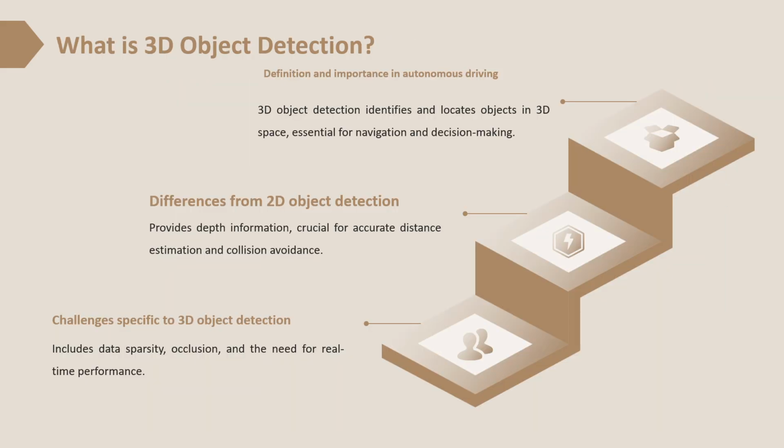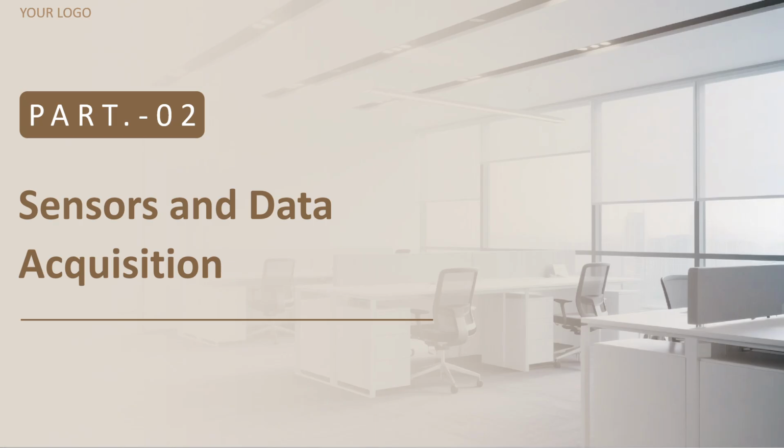What is 3D object detection? It identifies and locates objects in 3D space, essential for navigation and decision making. It provides the depth information crucial for accurate distance estimation and collision avoidance. We have several challenges, including data sparsity, occlusion, and the need for real-time performance.